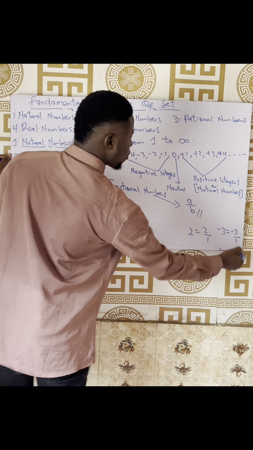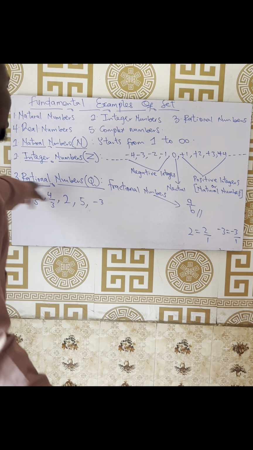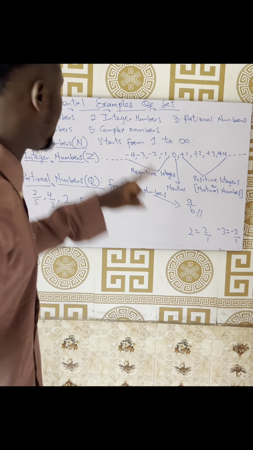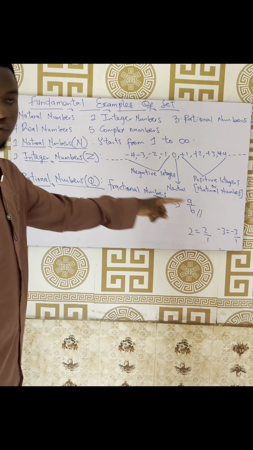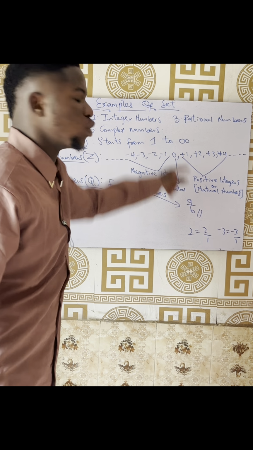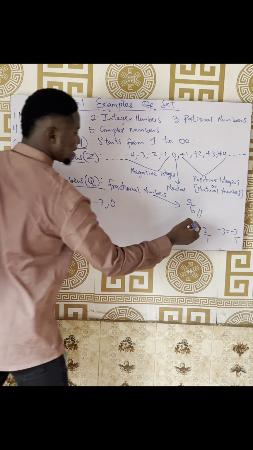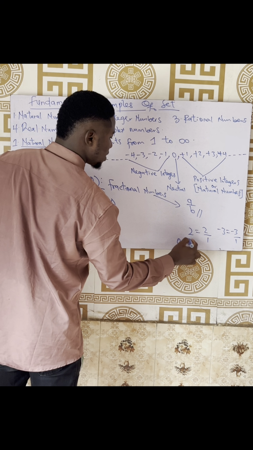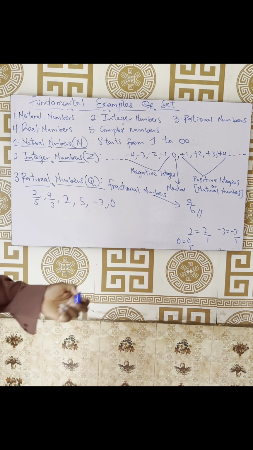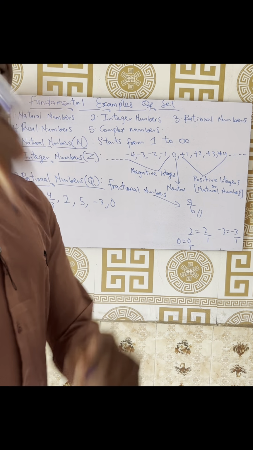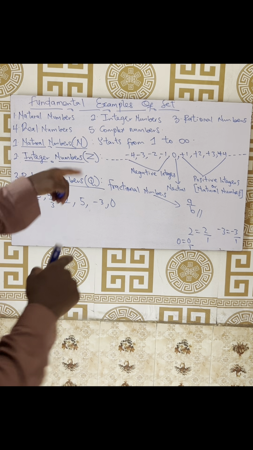Also, guys, minus 3 is a rational number because minus 3 is the same thing as minus 3 over 1. So we can say that all integer numbers are rational numbers because all integer numbers can be written in fractional form. You will now ask me, what of 0? Yes, 0 is also a rational number because 0 can also be written as 0 over 1. 0 over 1 is the same as 0, yes. But 1 over 0 is undefined. Why is 0 over 1 still 0?